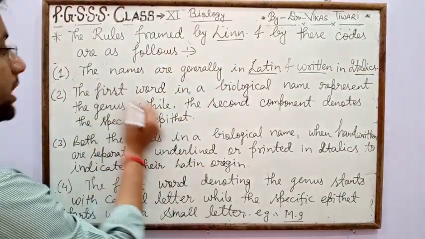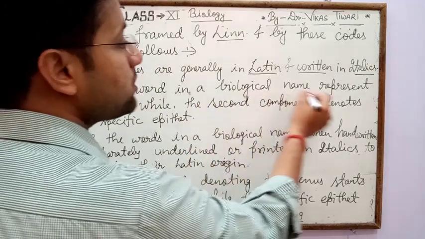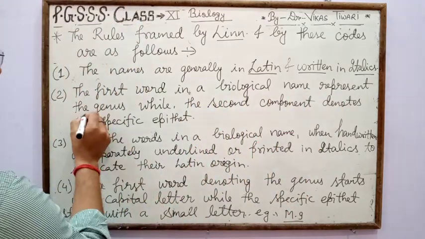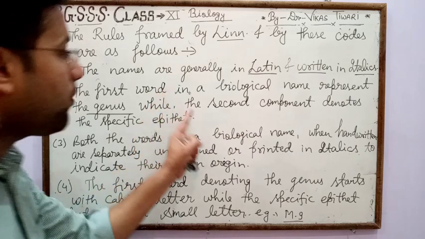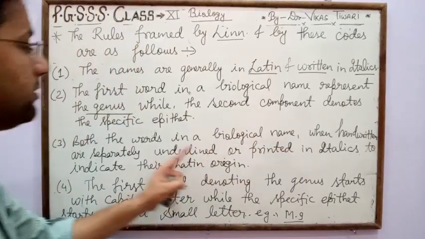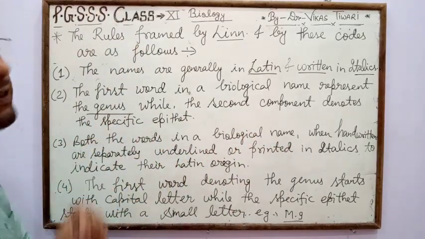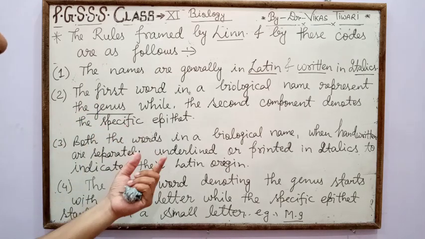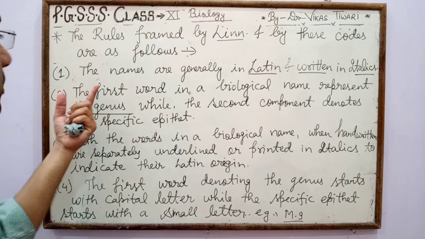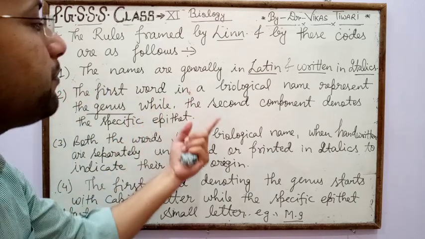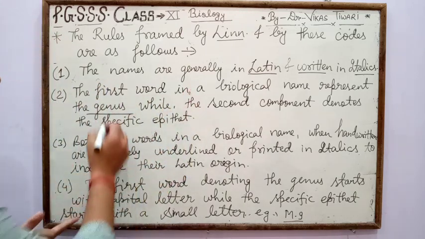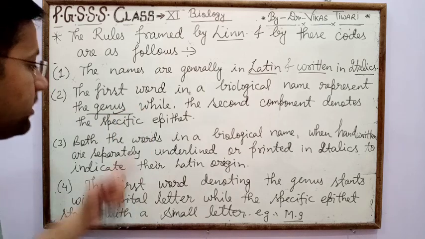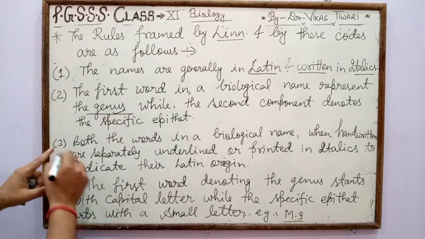Second rule, the first word in a biological name represents the genus, while the second component denotes the specific epithet. So a scientific name consists of two words. The first word represents the generic name, that is the genus, and the second is the specific epithet.